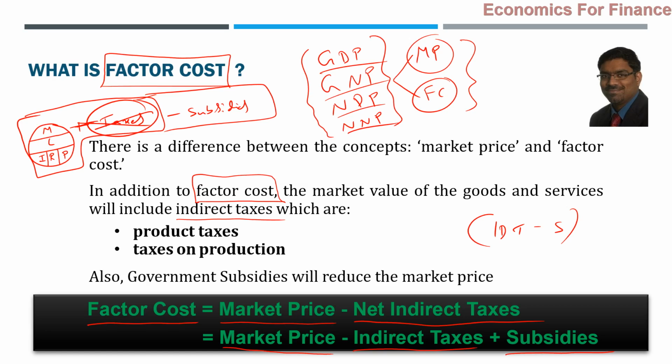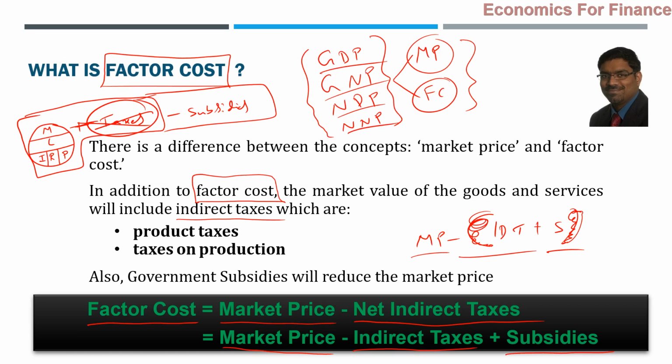Of course, in general, in a country like India, this is positive only. Indirect taxes are more than subsidies. Government subsidies are relatively lesser and lesser. They are becoming lesser and lesser also. So doesn't matter the facts of numbers, but ultimately this net indirect taxes is the difference between indirect taxes and subsidies. So if you say market price minus net indirect taxes, it means minus of indirect taxes, minus of minus becomes plus. That is the formula. Simply market price minus indirect taxes plus subsidies. That will give you factor cost if you already have the market price.